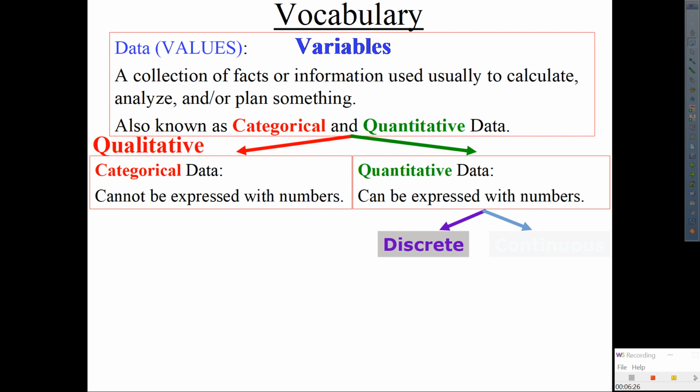You're like, hey, elaborate, Mr. Good. For example, if I was to ask you for the number of siblings you have in your family, okay, you're like, in this family we have 3 siblings. In this family we have 5 siblings. So that means the data stops at 3 or 5.